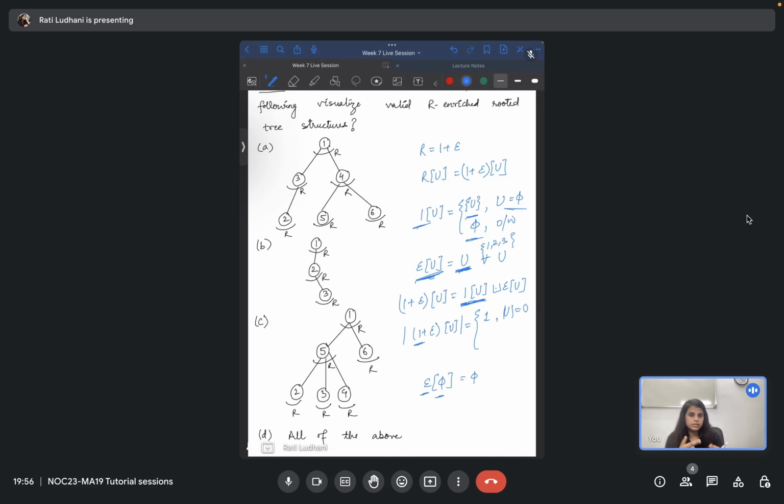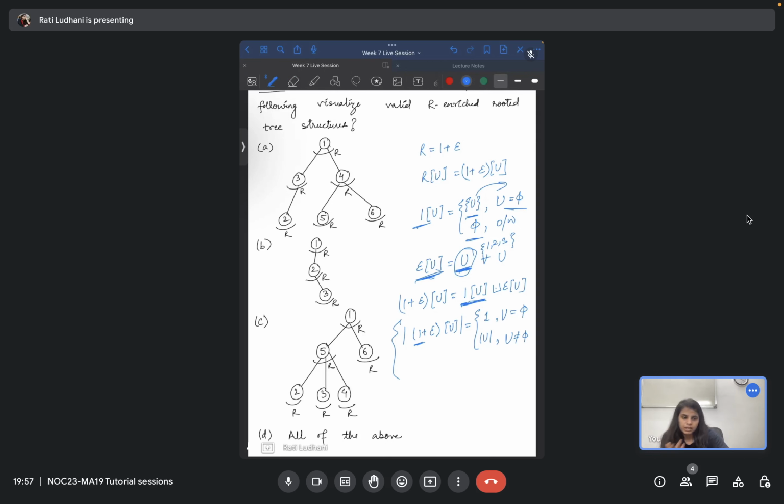So as I said, this is a singleton set, but this is itself the set. U is the set, so you have to consider the number of elements which are there in U. So here you will get cardinality of U whenever it is not equal to 0. Or better, in any case you can write: cardinality of U is 0, and cardinality of U is non-zero. Is that clear, this thing? Yes, ma'am. Okay, so now let's check.